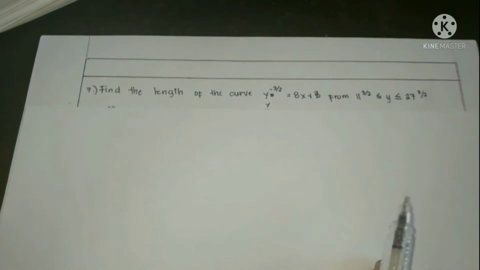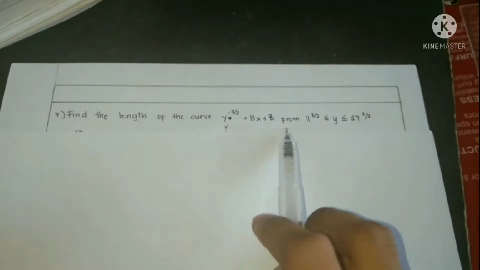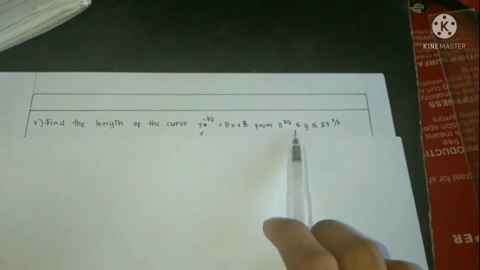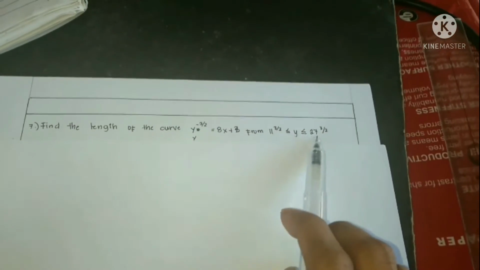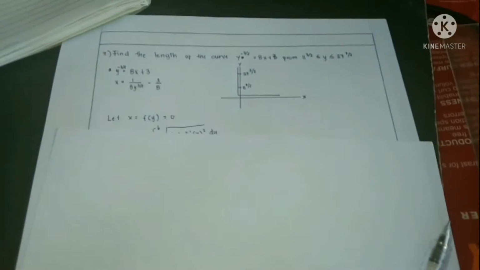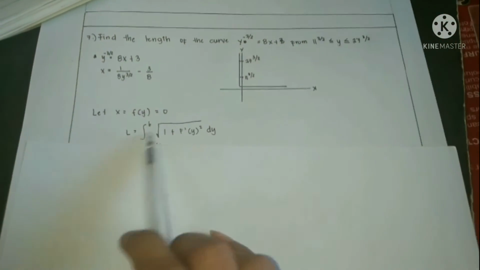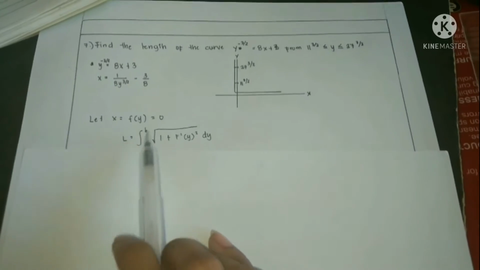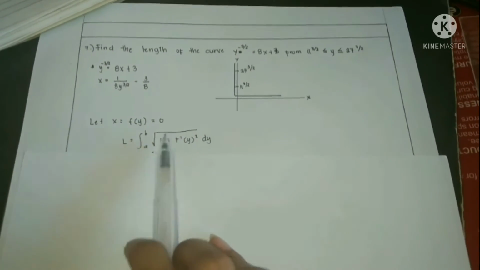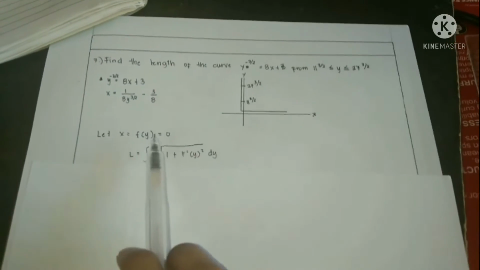So, next we solve is find the length of the curve y raised to negative 3 halves is equal to 8x plus 3 from 11 raised to 3 halves greater or equal to y, which is greater or equal to 27 raised to 3 halves. Let x or f of y is equal to 0. So, this is the formula that we will use. L is equal to the integral of square root of 1 plus f prime of y squared dy, from a to b.